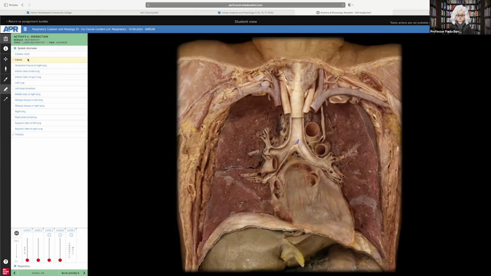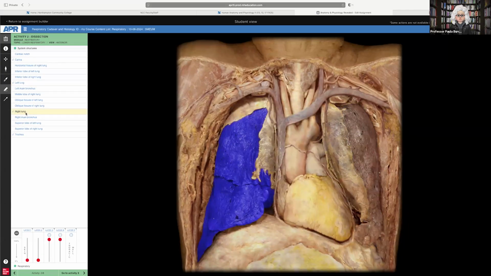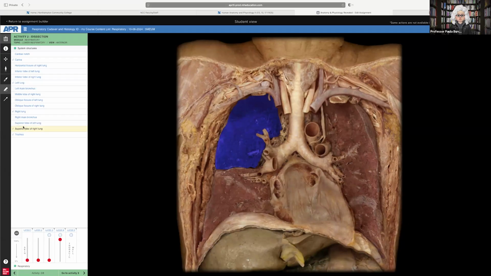Let's look at the lungs. Here is my left lung, and this is my right lung. With the right lung, I'm going to have 3 lobes. Separating the lobes are fissures. So I will have a superior lobe, a middle lobe, and an inferior lobe.